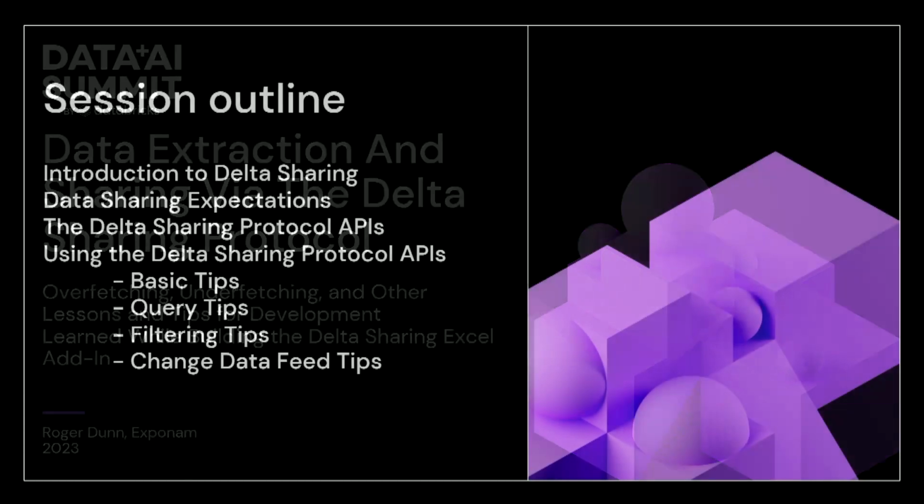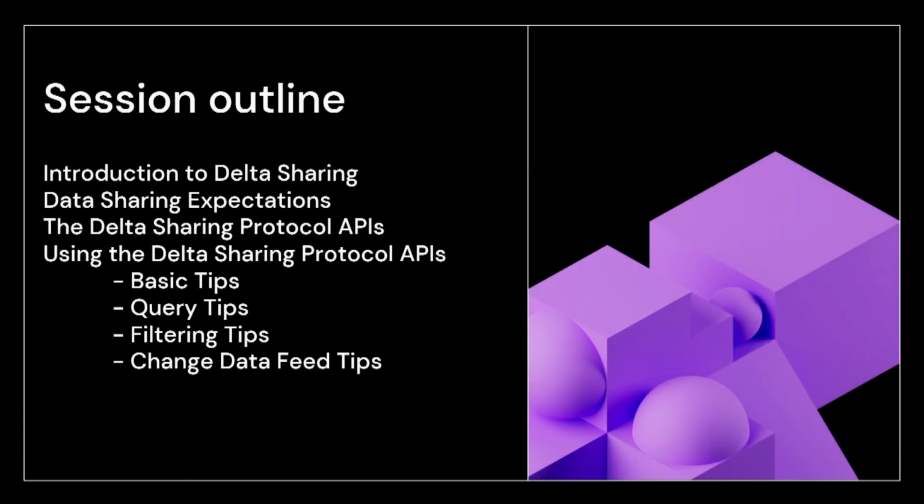So let me just jump right in. At Exponum, we've used the Delta Sharing protocol to build an Excel add-in that allows organizations to share data out of their Delta Lake infrastructure directly to their Excel using the community. We've been on this journey for about 1.5 years, working with Databricks and trying to maximize the use of the Delta Sharing protocol.